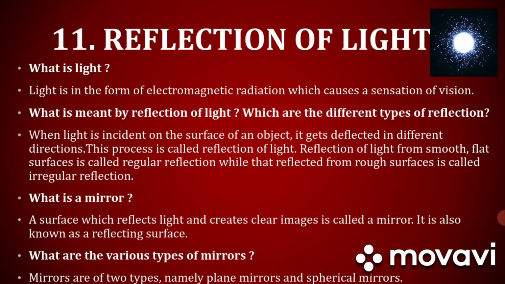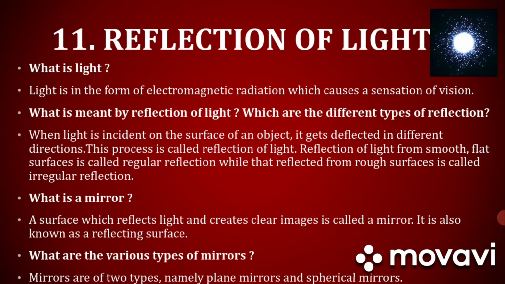What is meant by reflection of light? Which are the different types of reflection? When light is incident on the surface of an object, it gets deflected in different directions. This process is called reflection of light. Reflection of light from smooth, flat surfaces is called regular reflection, while that reflected from rough surfaces is called irregular reflection.